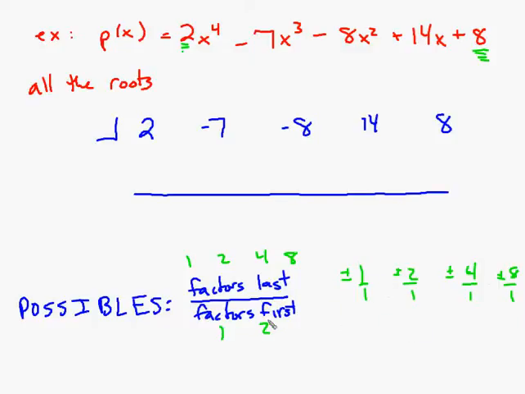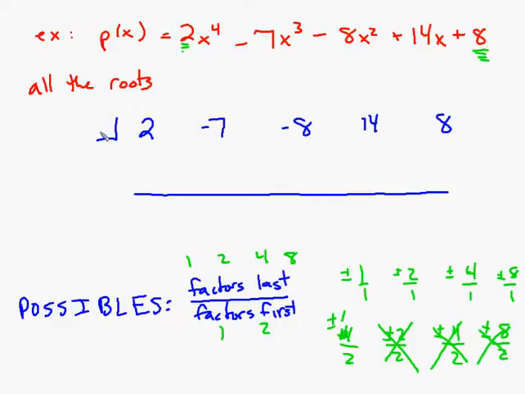Now I do them all over 2. So plus or minus 1 over 2, plus or minus 2 over 2, which I don't need to account for because that reduces to 1, plus or minus 4 over 2, which reduces to 2, so that's a repeat, and plus or minus 8 over 2, which reduces to 4, so I don't need that one. So these are my possibles. Those are the only ones that I'm going to test in my synthetic division.